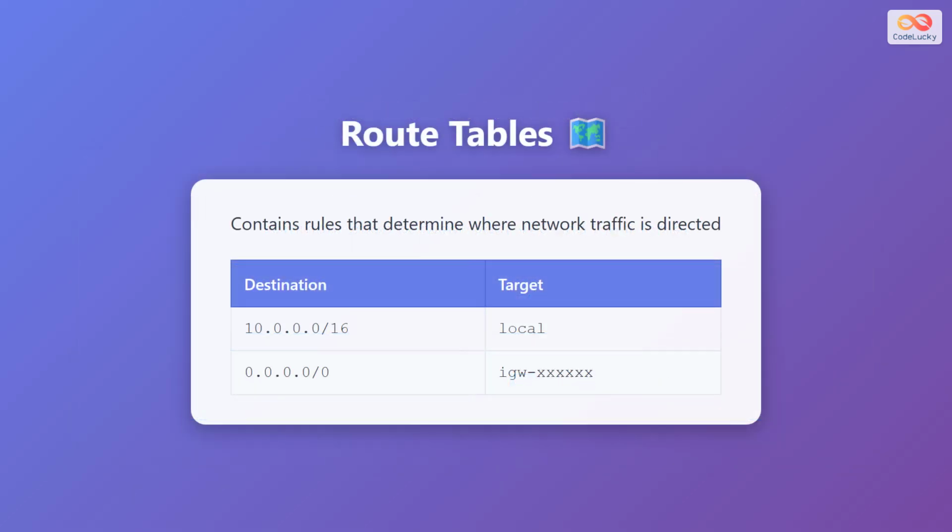Route tables contain rules that determine where network traffic is directed. Each route has a destination and a target. For example, the destination 10.0.0.0/16 with target local means traffic stays within the VPC. The destination 0.0.0.0/0 with target IGW-XXXXX means all other traffic goes to the Internet Gateway. This is how your VPC knows where to send different types of network traffic.